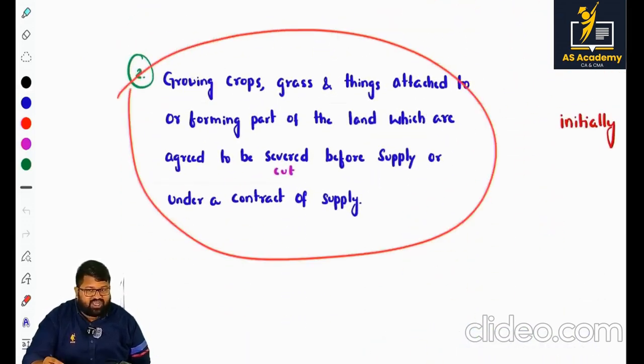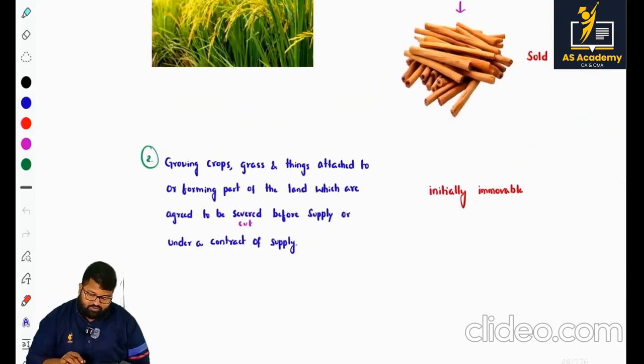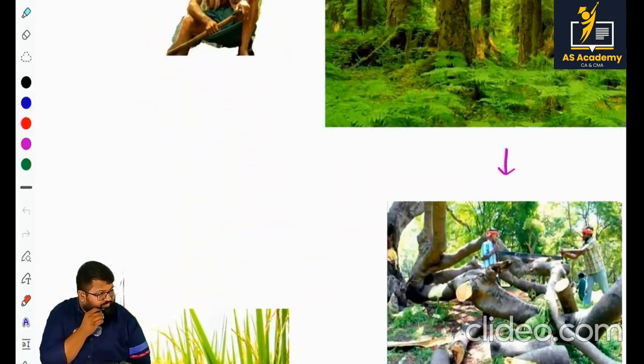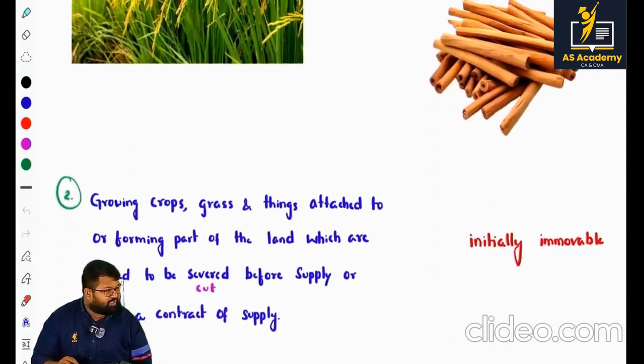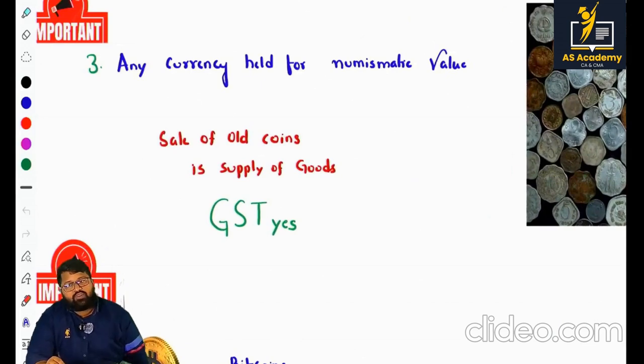Growing crops, and things attached to or forming part of land which are agreed to be severed or cut at the time of supply. Okay. Next, initially what is the position of trees? They are immovable. But in the future we are cutting them and making them movable. At that time it is a supply. Next, what is the third one?